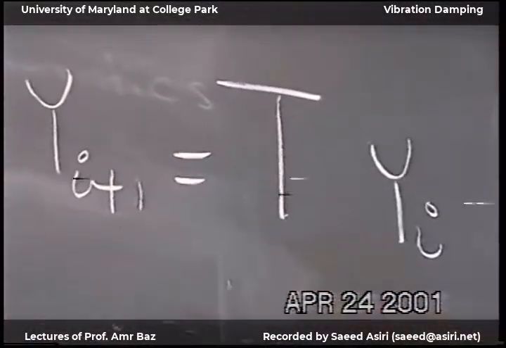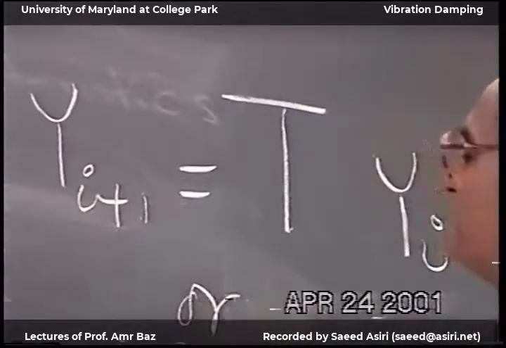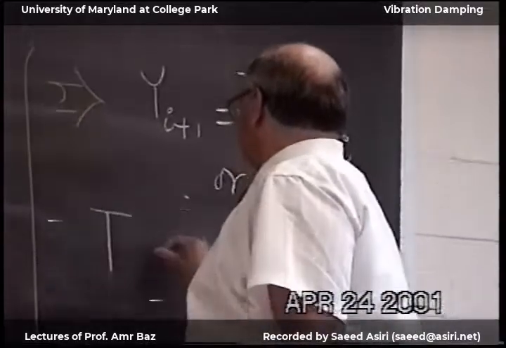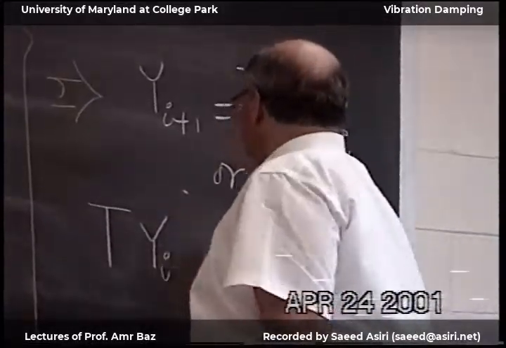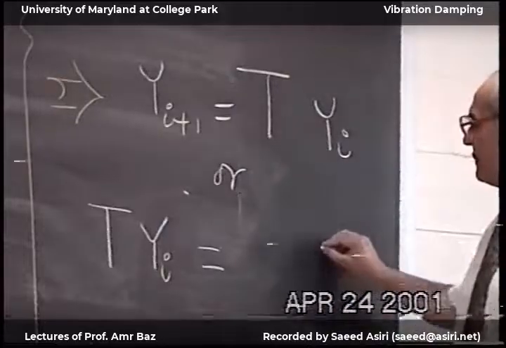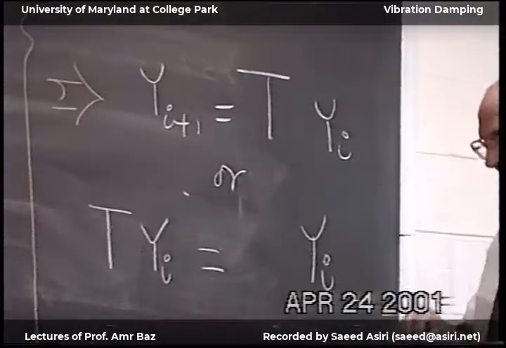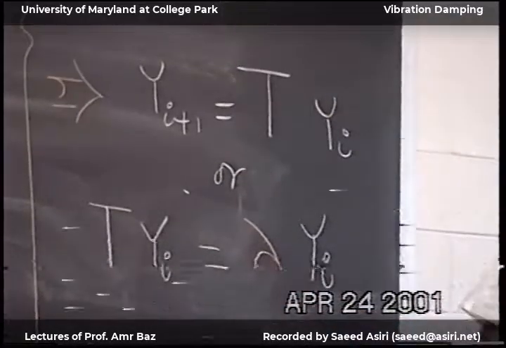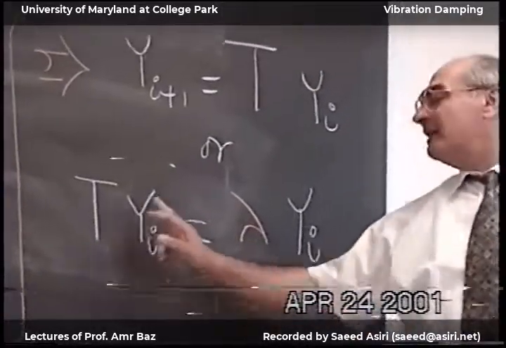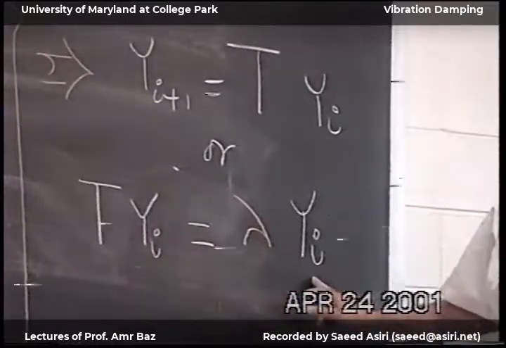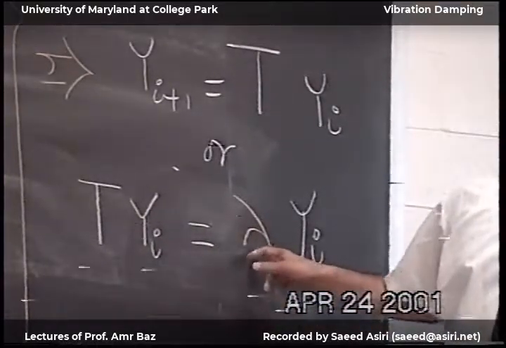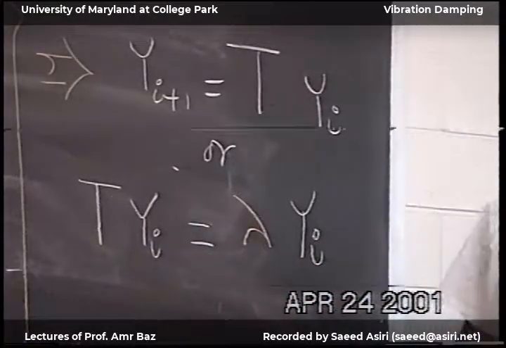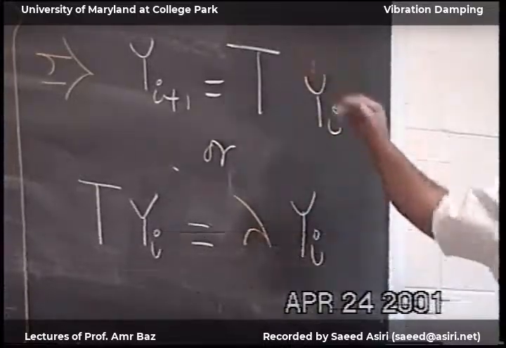This is a matrix. I can write this matrix like this. If I have a matrix and I'm multiplying it by a vector and I put the vector here, so this number is the eigenvalue of this matrix. Eigenvalue of this matrix.